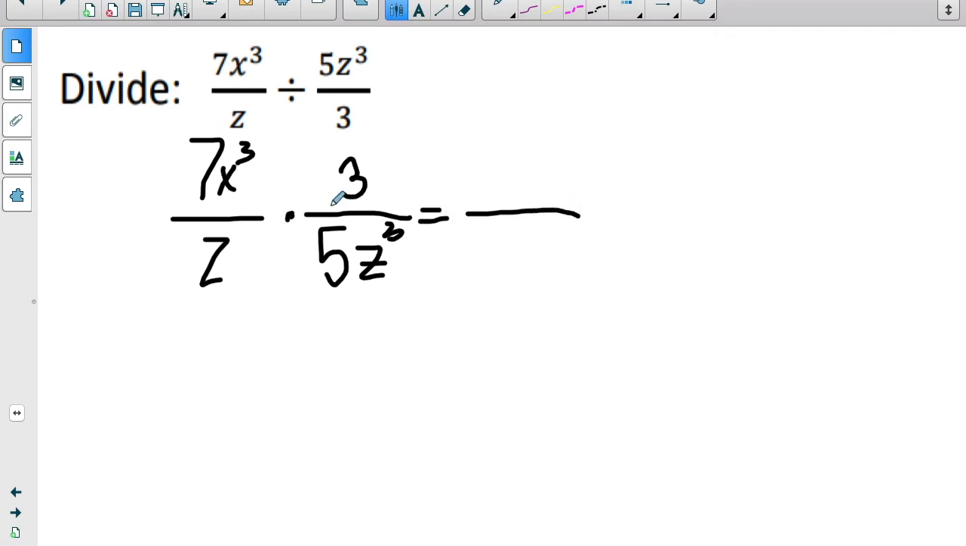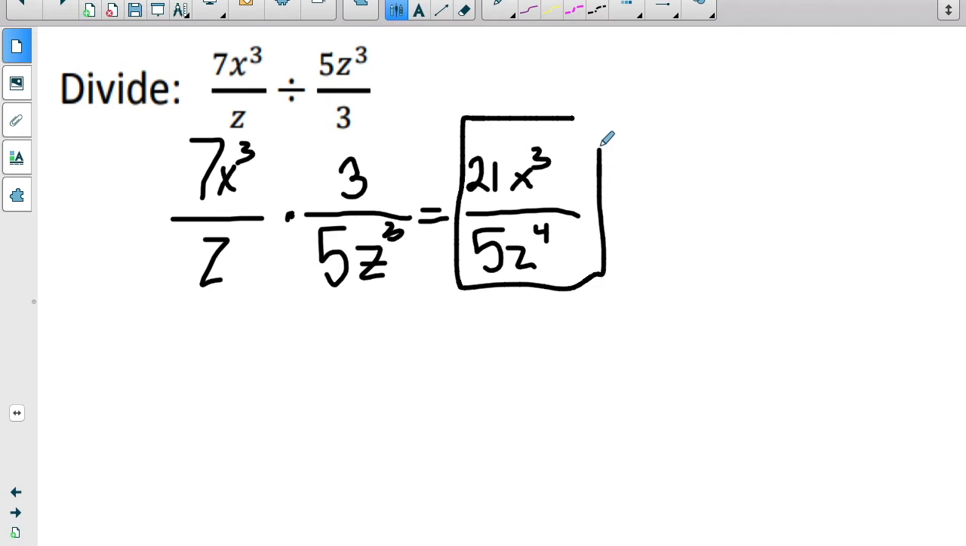And if we look at this here, there's nothing in common on top and bottom in any of these, so we can just go on and multiply them together. 3 times 7 would be 21, x to the third. 5z cubed and z would be 5z to the fourth. And that's it. Because nothing's simplified out on top and bottom, we don't have anything that's completely gone. We don't have any restrictions for anything here. So this here would be our final answer.